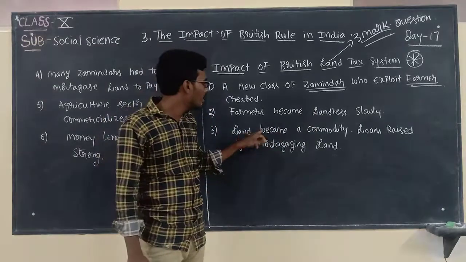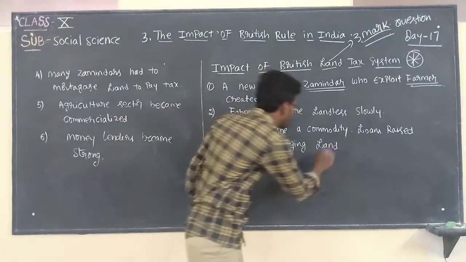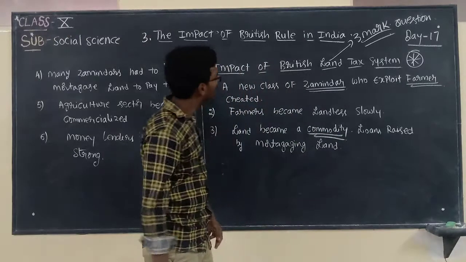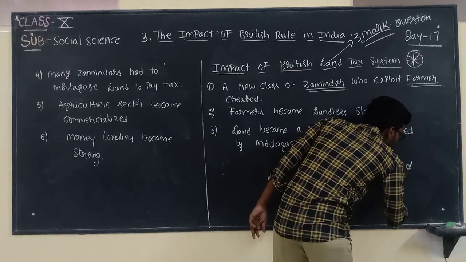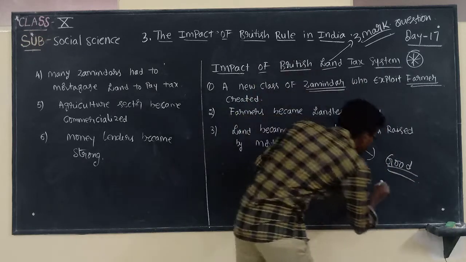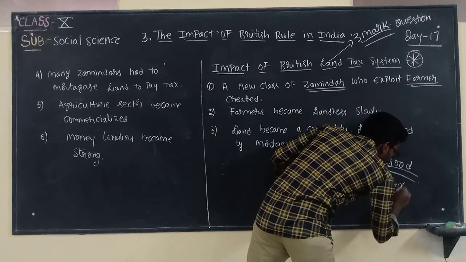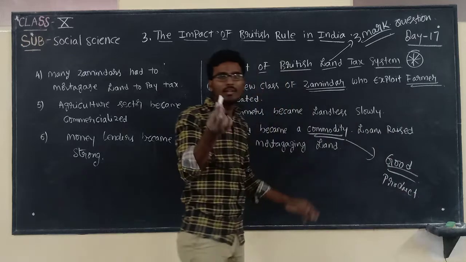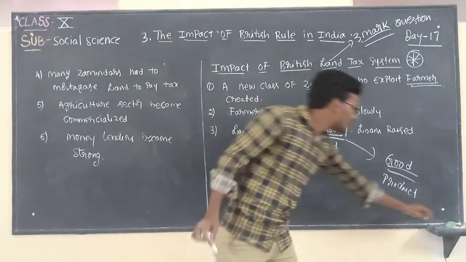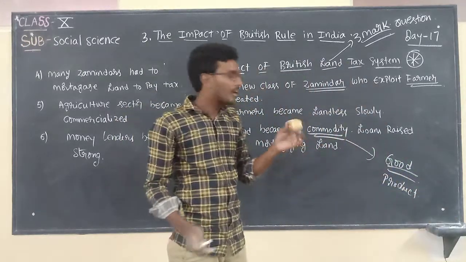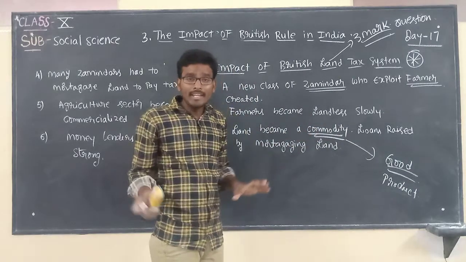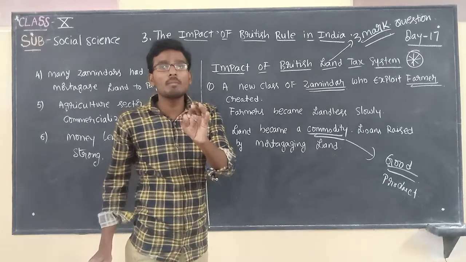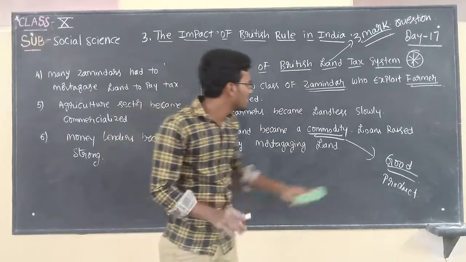Next, land became a commodity. What is the meaning of the word commodity? Commodity means a good, one good, or we can say it is a product. See, for example, this is like one product. The duster is one product, one good. Likewise, land became a commodity. The land is used like a normal product. How? Like loans.